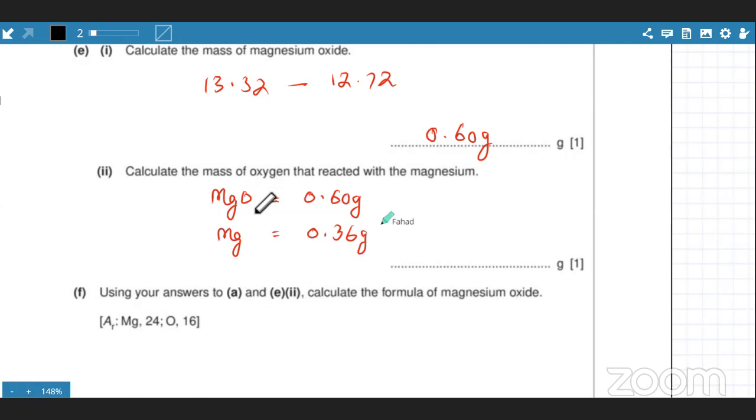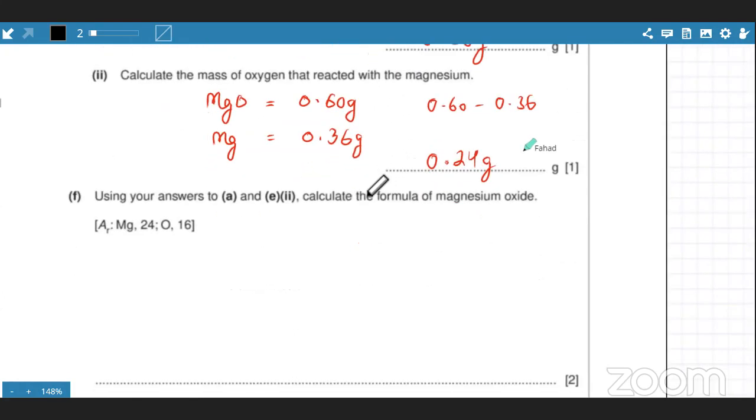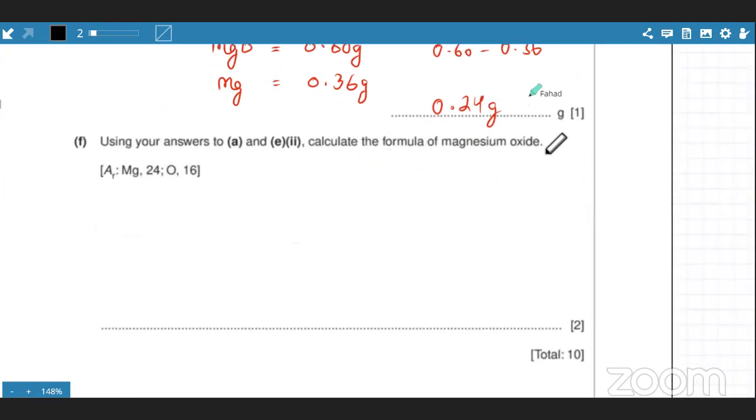Now MgO came out to be 0.60 grams. So what is the thing that got added? It was oxygen. So I'm going to subtract the two values. It's going to be 0.60 minus 0.36 grams, and this comes out to be 0.24 grams.